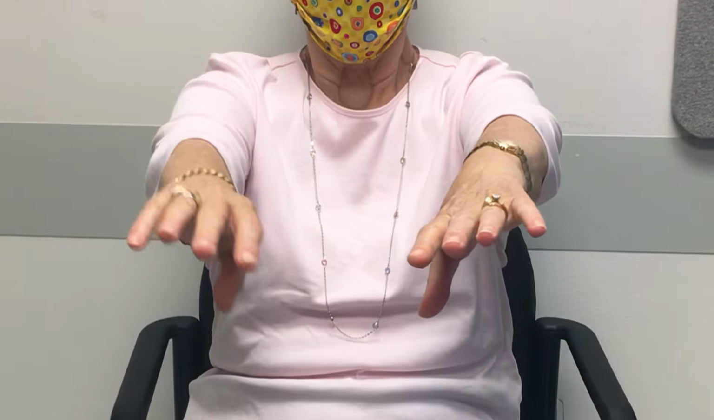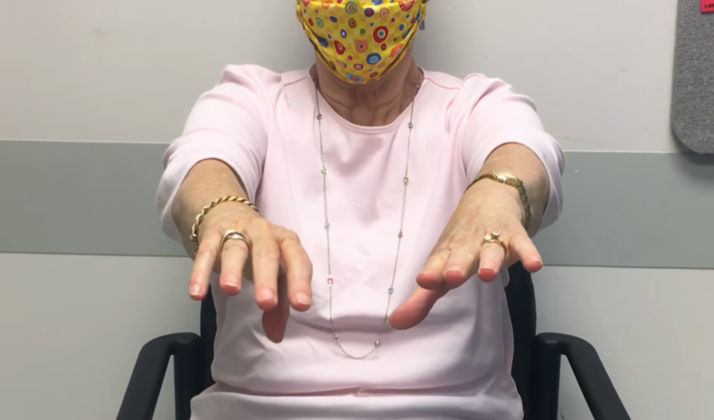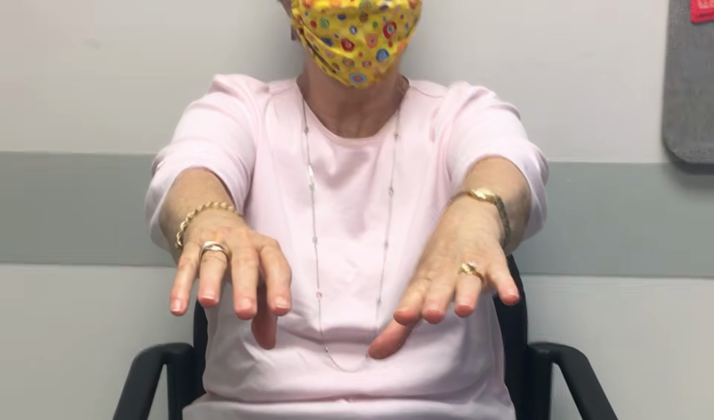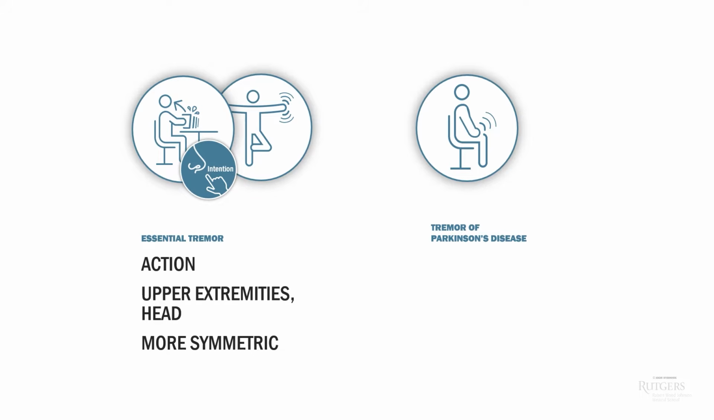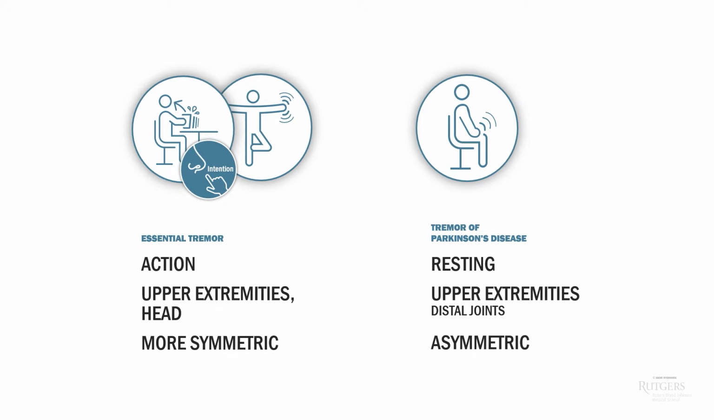Like in Parkinson's disease, essential tremor most often affects the hands and arms, while generally sparing the legs. Unlike Parkinson's, essential tremor is more symmetric. So, essential tremor is an action tremor that usually involves the upper extremities and the head and appears more symmetric. And tremor of Parkinson's disease is prominent at rest, usually involves the hands and fingers, and appears more asymmetric.